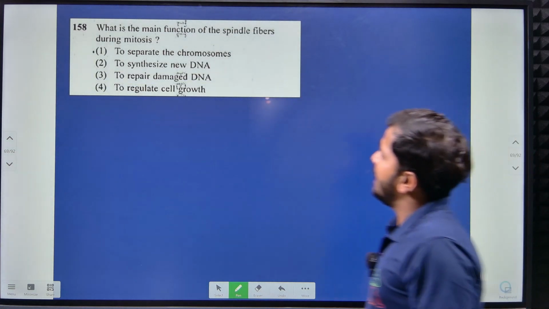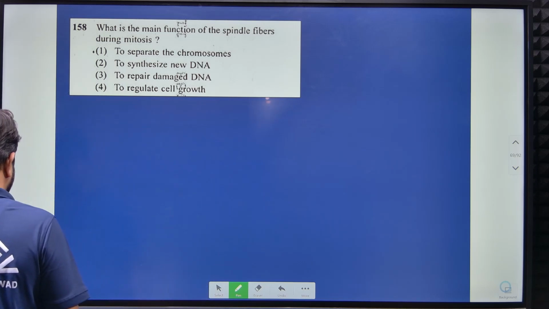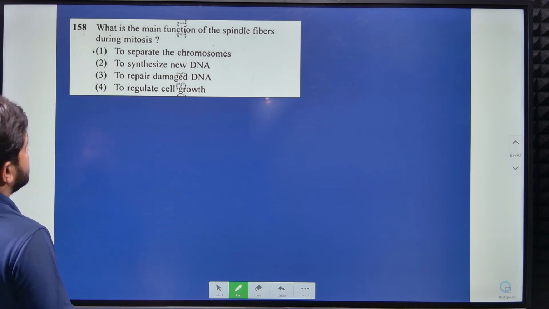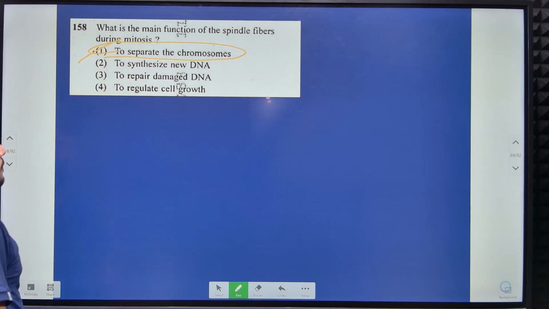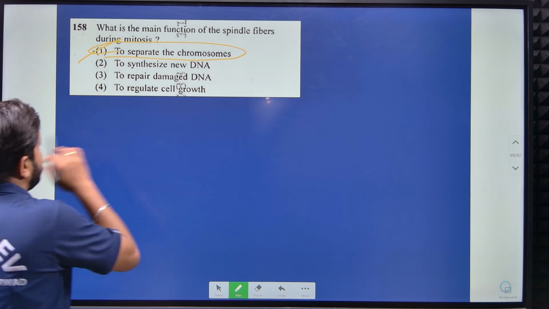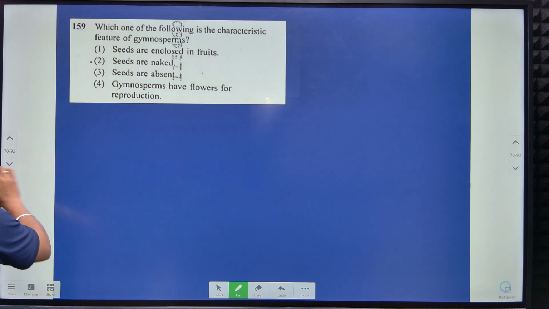Then what is the main function of spindle fiber during mitosis? The main function of spindle fiber during mitosis is to separate the chromosomes. That is option 1. So spindle fiber is going to separate the chromosomes with respect to the stages of division. So to separate the chromosomes is the correct answer.